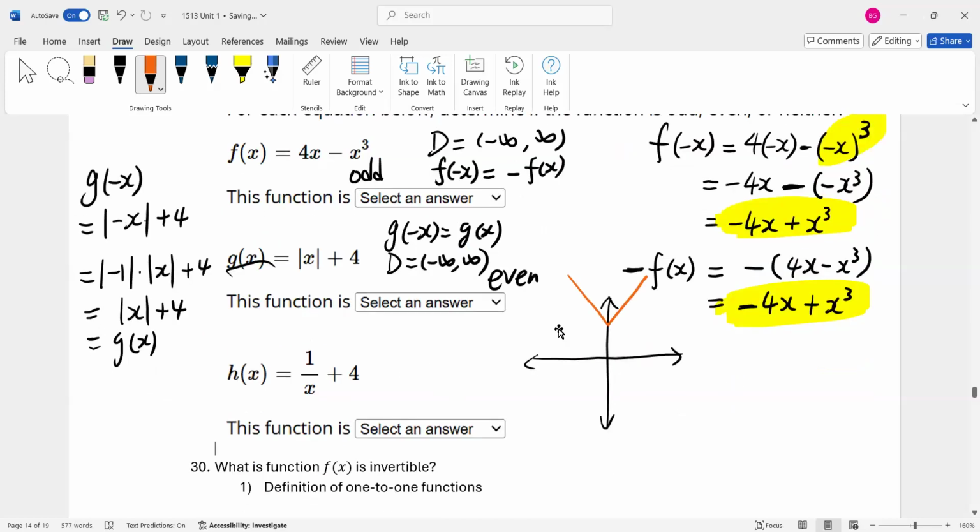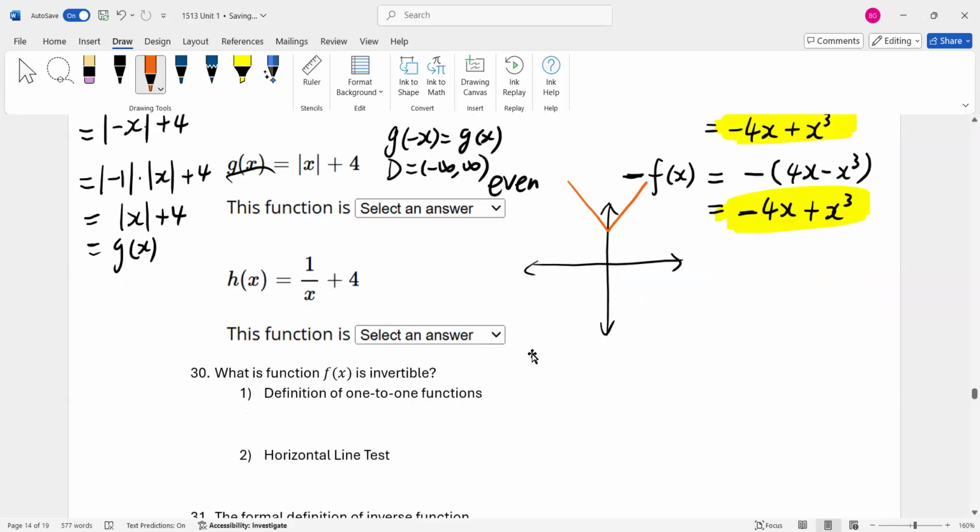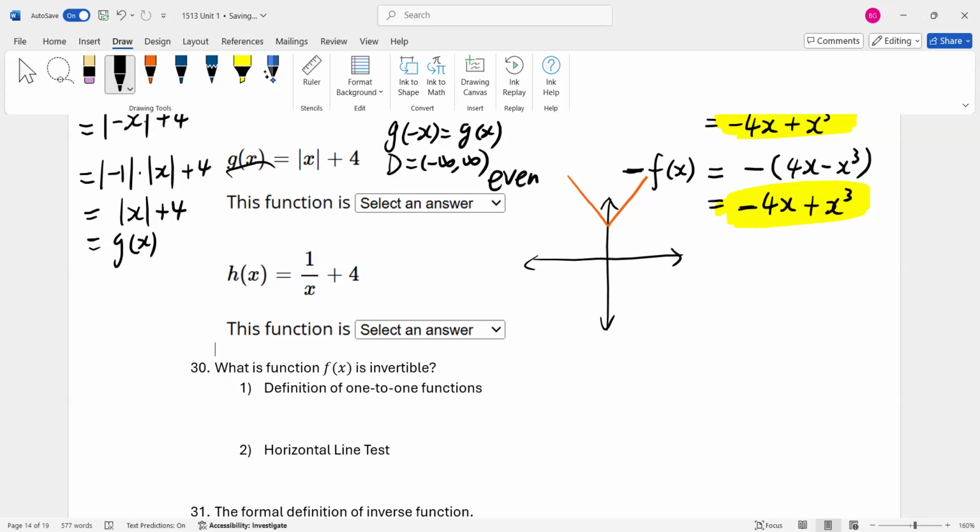And number 3, h of x. I don't know if you know how to find the domain for h of x. The domain of h of x is all real except 0. Remember when I said when we find the domain, we mainly focus on finding the restrictions of x. X cannot be what values? We just need to exclude those values from all real, right? In this case, not 0. So we exclude 0 from the real number set. So the domain is negative infinity to 0, union 0 to plus infinity. All right? It's still symmetric, by the way.